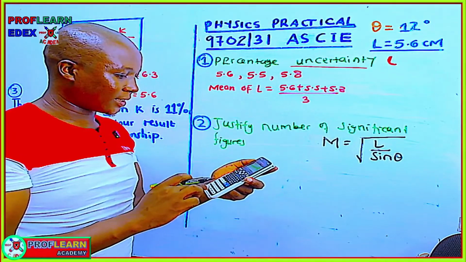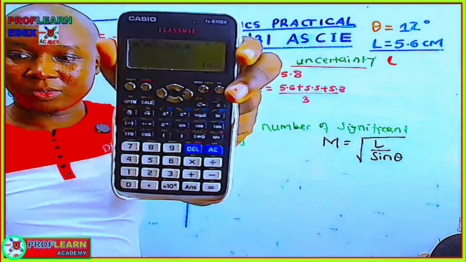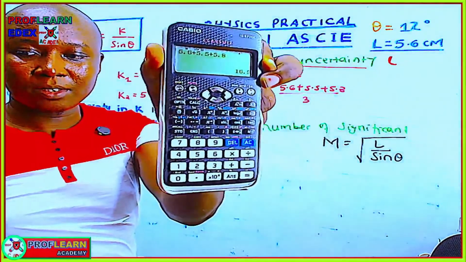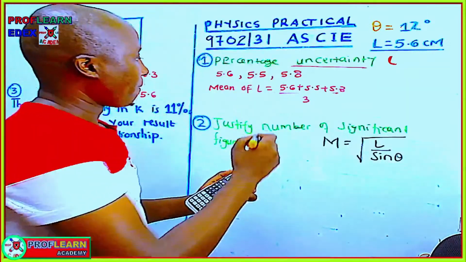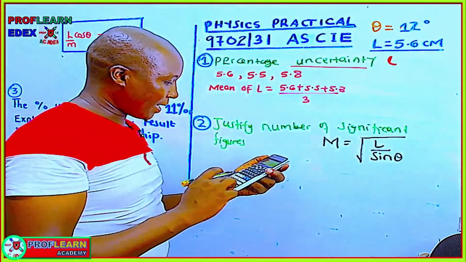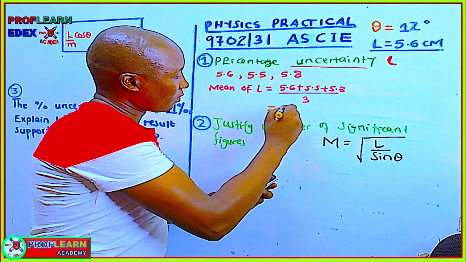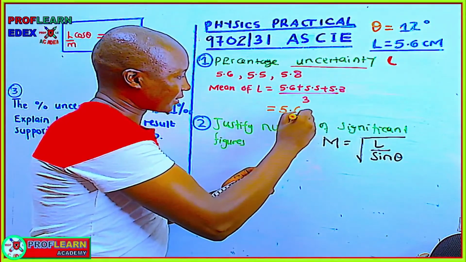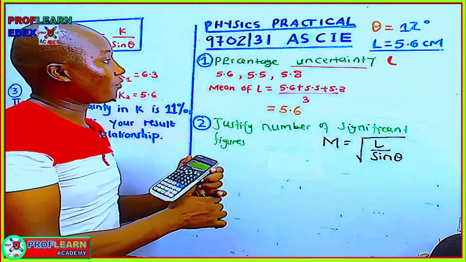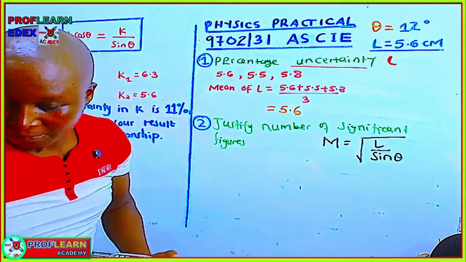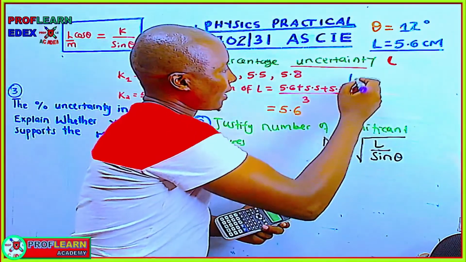I'm getting 16.9. You can see this value that I'm getting here, 16.9. So divide by 3. My mean is going to be equal to 5.6. This is my mean for these values that I've gotten here for L. That's the mean. The next thing we are going to do here is to work out the range.